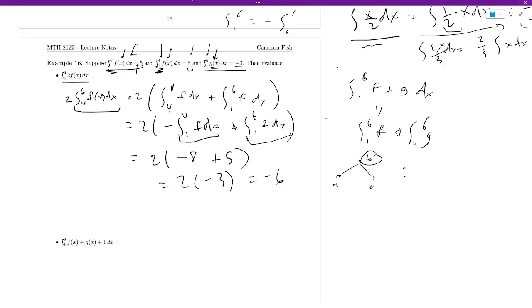This is probably the hardest one. This idea of, I take the 4 to 6, I have to break it apart into 4 to 1 and then 1 to 6. Again, I would think of 1 in particular, of all numbers, to break it apart at, because I have 1 connected to 6 and connected to 4 here. Okay, just a couple more.